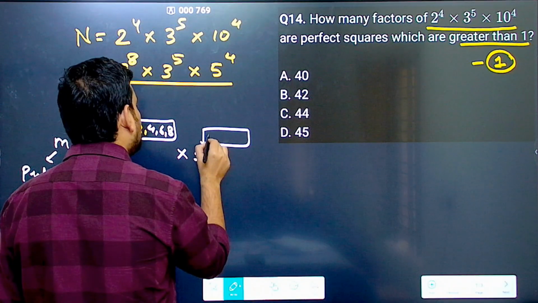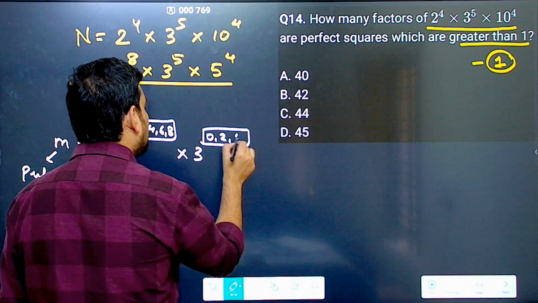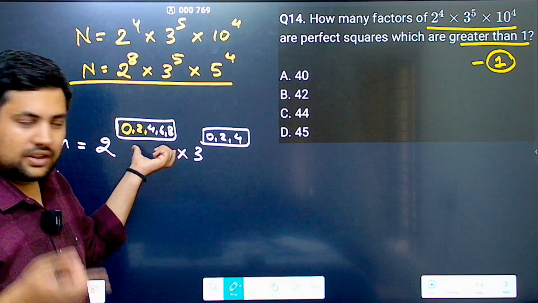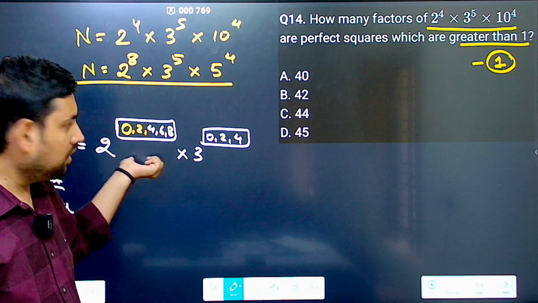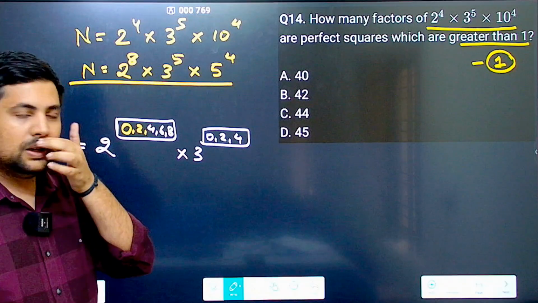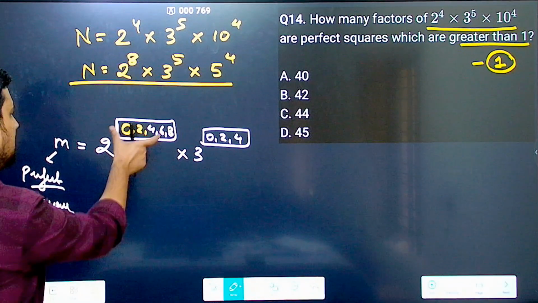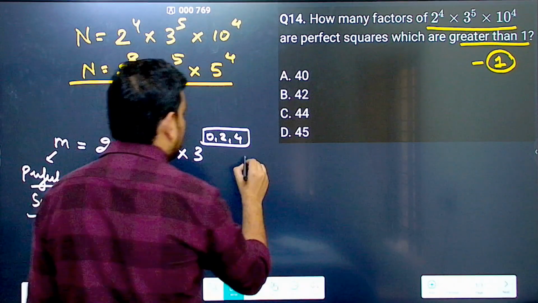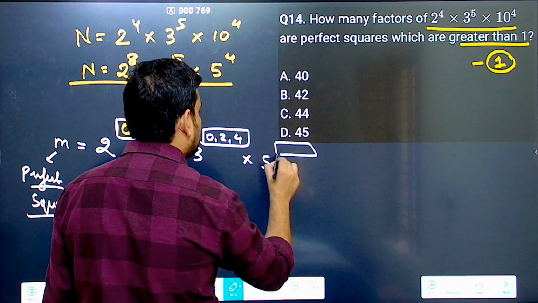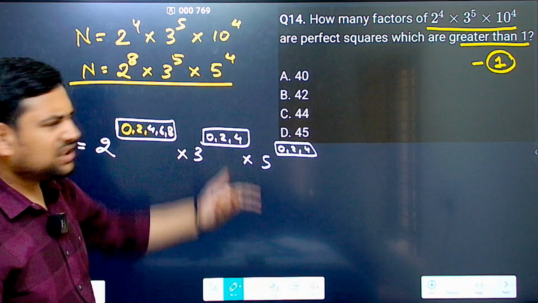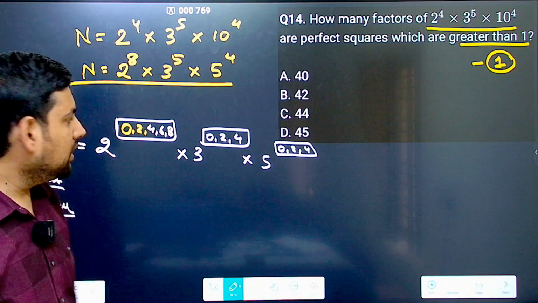Then into 3. Now what can I fill here? 0 I can fill, 2 I can fill, 4 I can fill. Not perfect squares, sorry, if I said perfect squares, that is wrong. Basically I want even numbers here, so that when divided by 2 it gives me a whole number. So I am looking for even numbers here. So 0, 2, 4, 6, 8, then 0, 2, 4, and then the last power of 5 can be 0, 2, 4. Why not 6? Because 6 is not available. Only till 4 it is available.